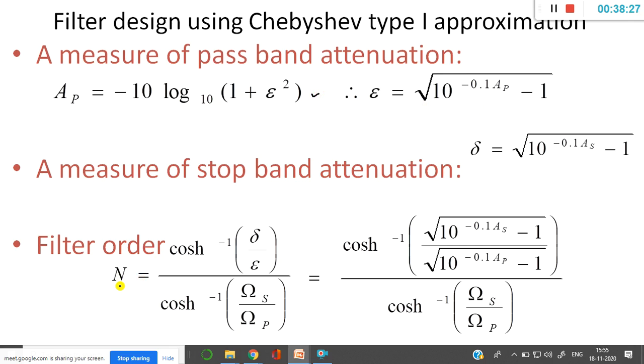In Butterworth we derived this value of n, but here we don't have that for your syllabus. We directly take this equation to calculate the value of n. The order of the filter n is equal to cosh inverse of delta by epsilon. What is this delta? Delta pertains to the passband and stop band frequency, divided by cosh inverse of omega s by omega p.